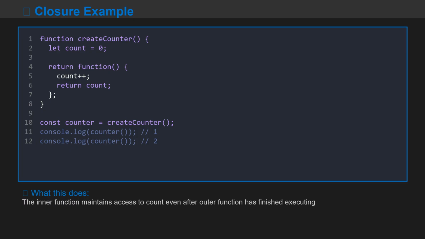This is a practical example of lexical scope in action. We create a counter function that returns another function. Notice how the inner function maintains access to count even after the outer function has finished executing. This is called a closure.